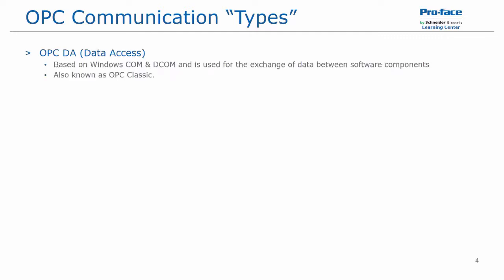The different types of OPC communication. There are currently 4 that Blue Open Studio supports. The first is OPC DA, or data access, and it's based on Windows COM and DCOM and is used for the exchange of data between software components. It's also known as OPC Classic.